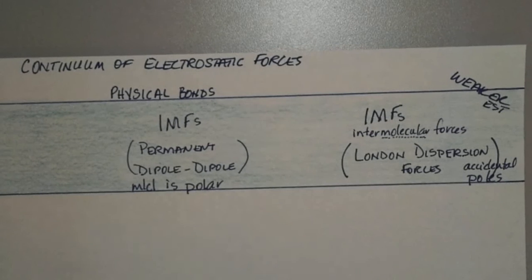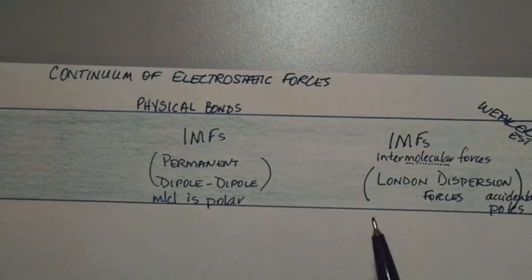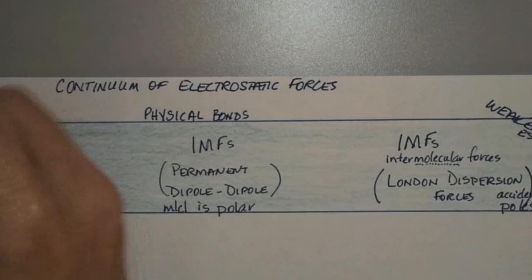And then we have another IMF, which is the strongest of the IMFs. And again, these would be the hydrogen bonds.